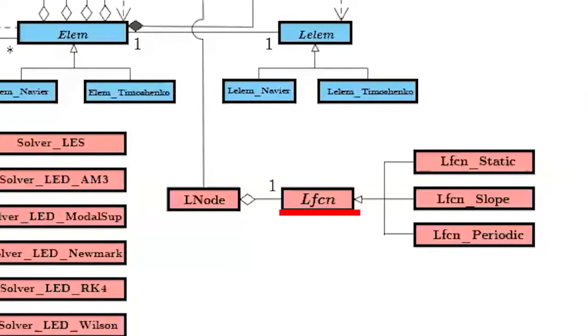Also, the load function that was commented before is a superclass that defines load function objects. Load functions describe the behavior of load values throughout the analysis interval. The subclasses related are static load functions. That is, the load value will stay always the same, although it occurs in a determinate time interval. Slope load function considers a linear variation of the load through time, and a periodic load function is described by a cosine function.